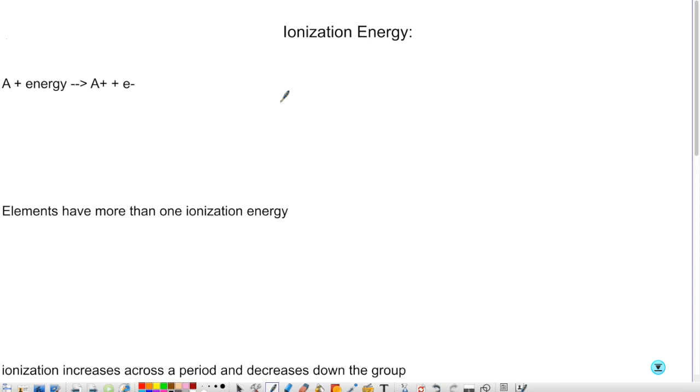The next trend we're going to talk about is ionization energy. So you can take a neutral atom and add energy to that and knock loose an electron. And we saw this. This is an example of the photoelectric effect. Okay. Very similar. So this energy here that you have to put in to knock loose an electron is the ionization energy.